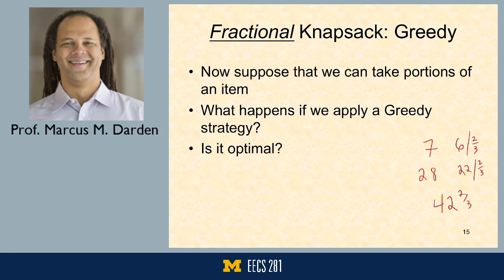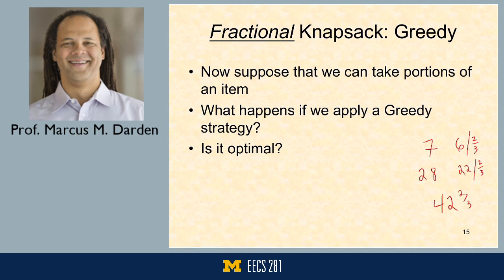Now, that is awesome. Did I get that right? 42 and 2/3. That's more than the 40, right? So in terms of what we're looking for, if I can't subdivide them, 40 was my optimal.